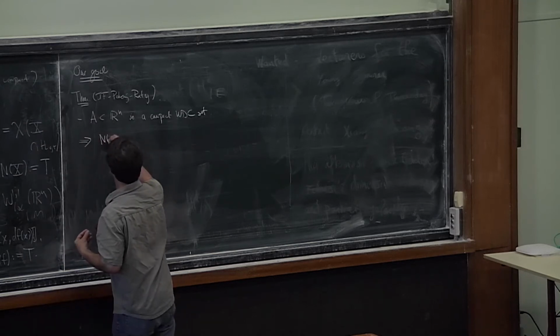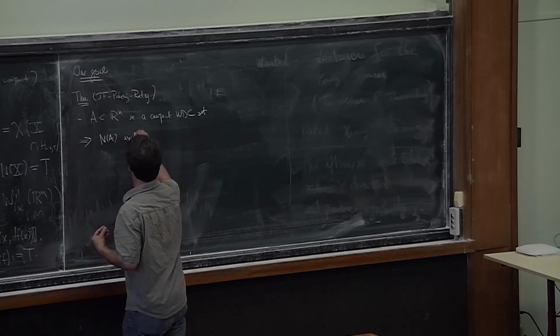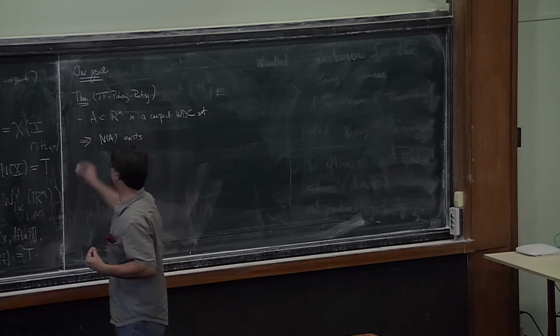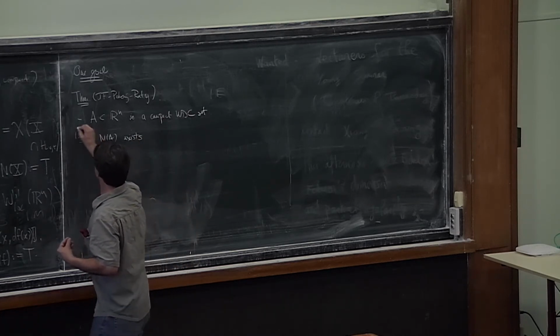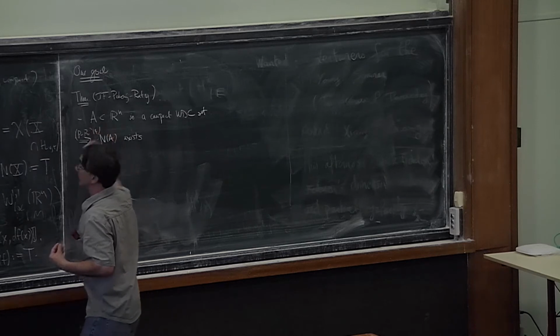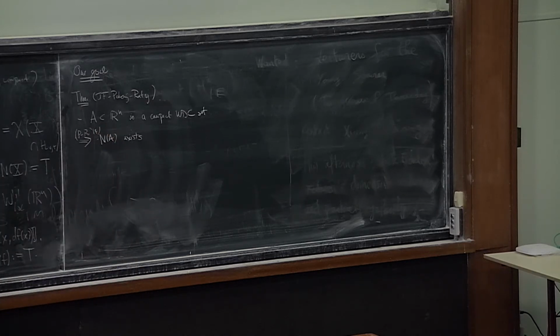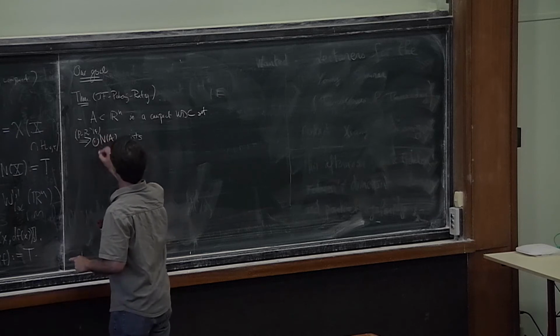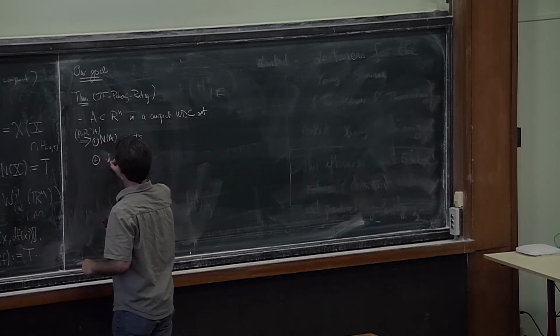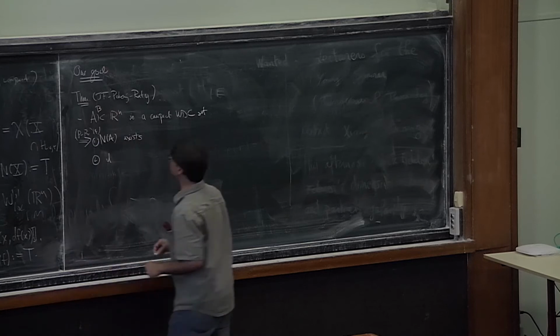first of all, N(A) exists. This is actually the Pokorný-Rataj part of it. In other words, there exists a T with all these properties, with support being A. And further, so that's one. And second of all, let me say B is another one.